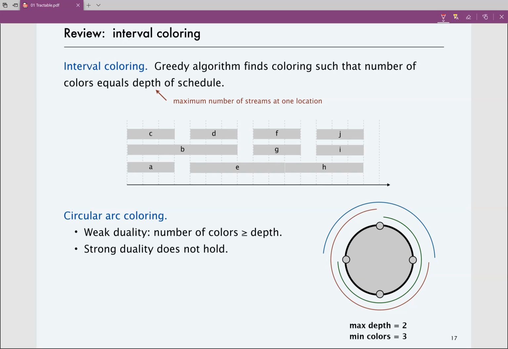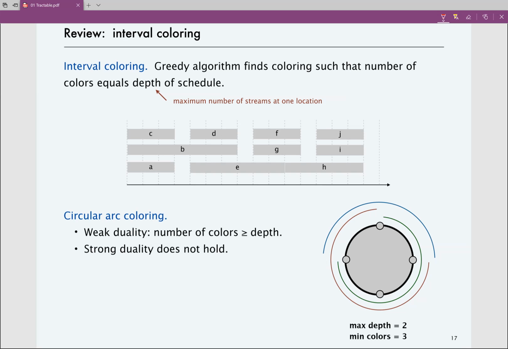The only difference between circular arc covering and interval coloring is that for interval coloring we have just this linear structure over here, whereas for circular arc covering we have a cycle. And it turns out that this small change is going to make the problem go from solvable using a simple greedy algorithm to being NP complete. Basically, the reason this problem becomes much harder when we have a cycle is because for interval coloring we have this very nice property.